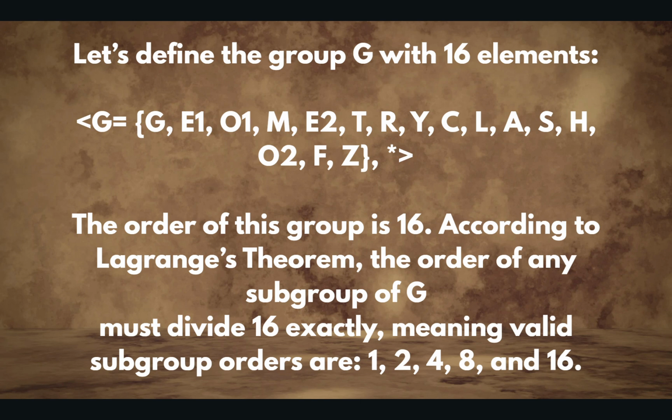And according to the Lagrange theorem, we should think of the divisors of 16 to determine the valid subgroup orders. So here we have 1, 2, 4, 8, and 16, so that our subgroup will only revolve around that number of elements.